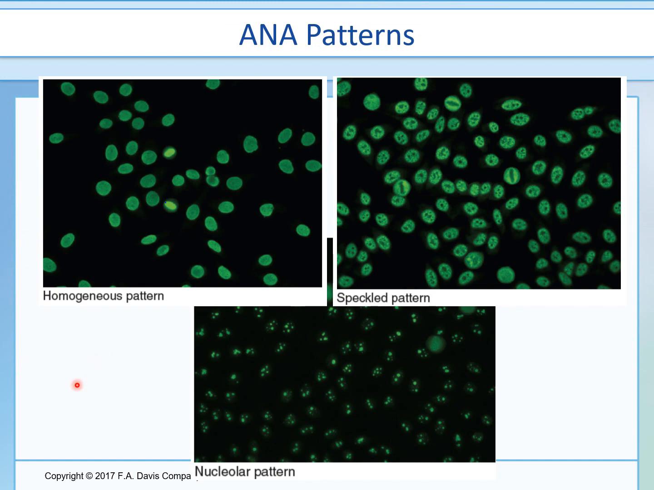Figure 15.5 provides photomicrographs of slides showing 3 patterns of immunofluorescent staining for ANAs. Examples of predominant staining patterns obtained are homogeneous, as seen in the top left image. So the staining of the entire nucleus can be observed. On the top right image is the speckled pattern, so staining throughout the nucleus. And the bottom shows a microscopic image of the nucleolar pattern, where staining of the nucleolus is observed.